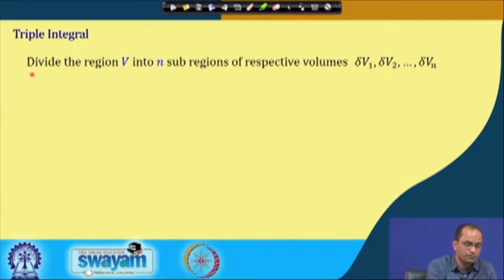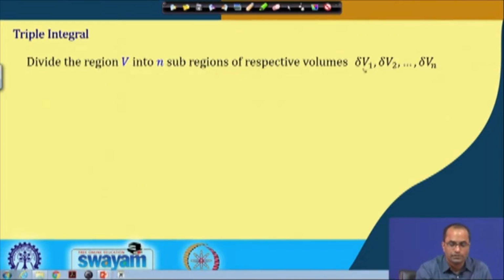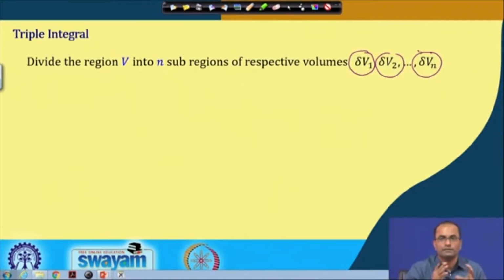Similar to what we have done for the double integrals, we will divide the given region. Now our region will be in the 3-dimensional space. We will divide that region into n sub-regions, and we call the volume of these sub-regions delta V 1, delta V 2, delta V n. So, we have a 3-dimensional space now, and we have divided that into small regions, and for each region we are denoting its volume by delta V 1, delta V 2 and delta V n.